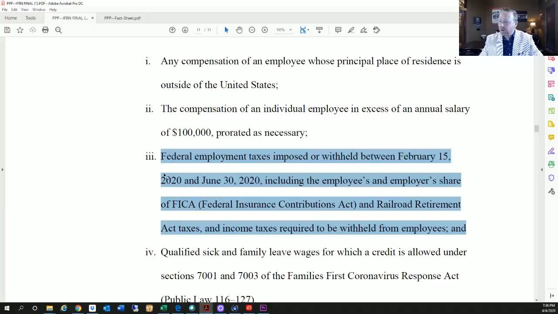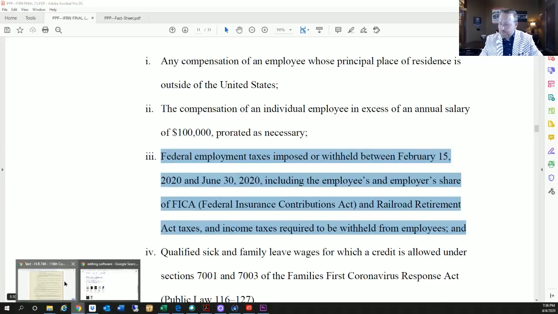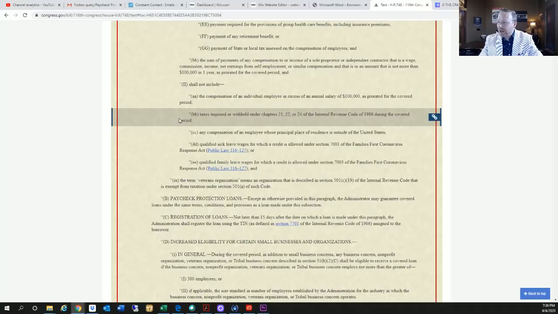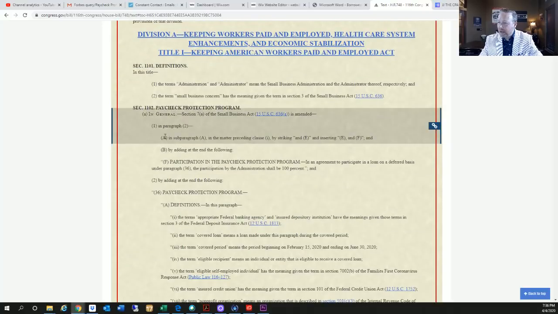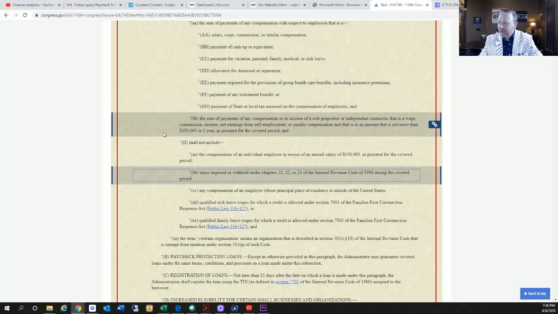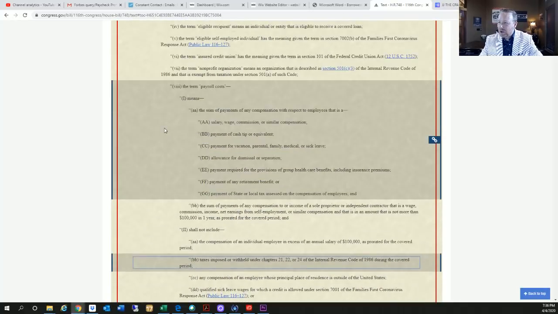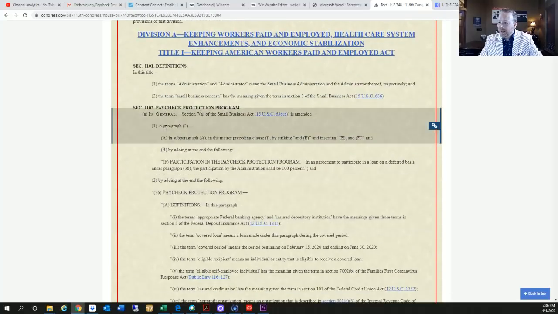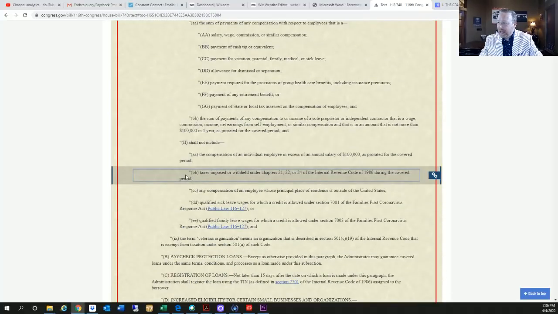And then we're talking about this federal employment part. So then what we're really focusing in on is this, the BB. And if you're really wanting to get the nitty gritty, it's 1102, and if I go down, this is in A. This is all in that first section. It's in A, and I'm not going to try and figure that out, meaning I'm not going to waste your time. But this is the section that we're talking about. Taxes imposed or withheld under chapters 21, 22, and 24.